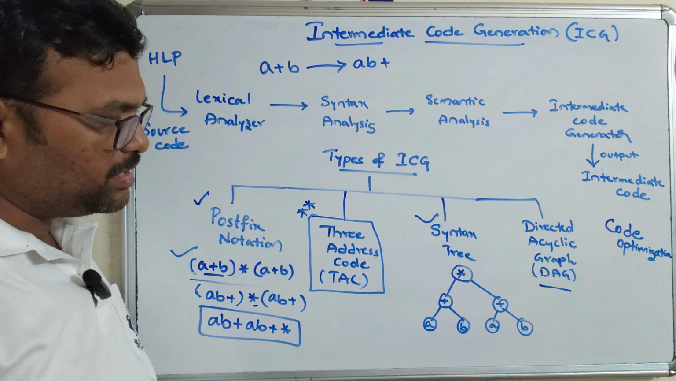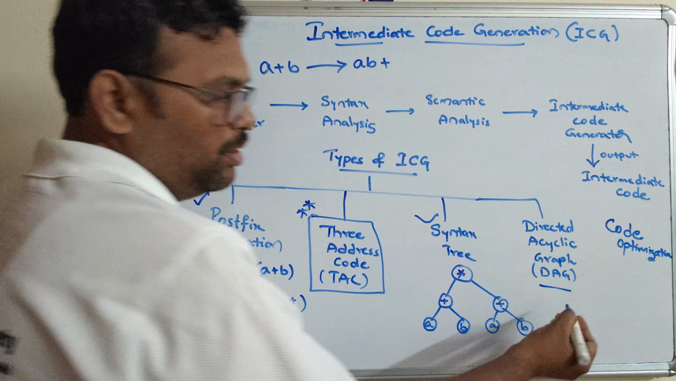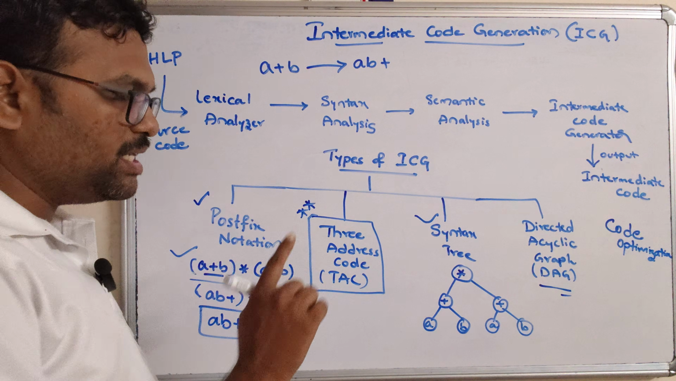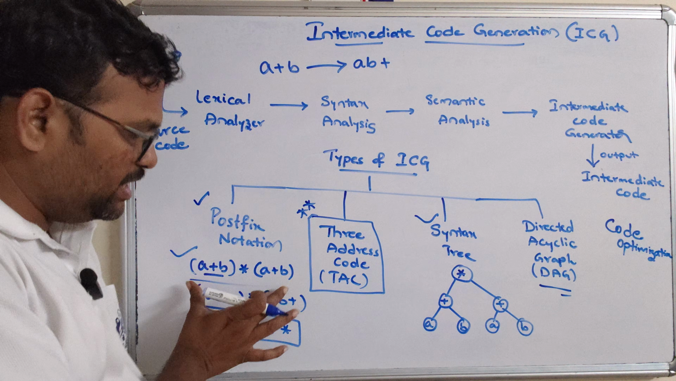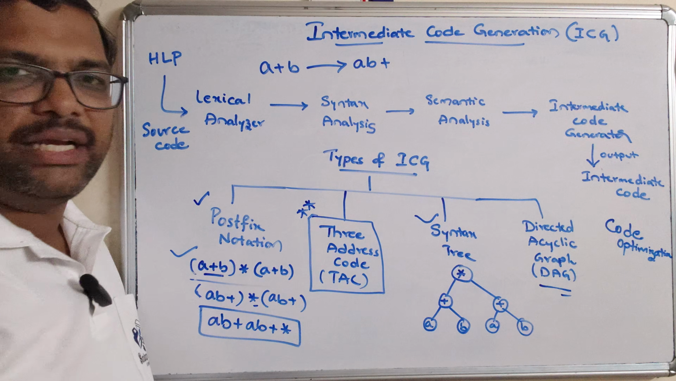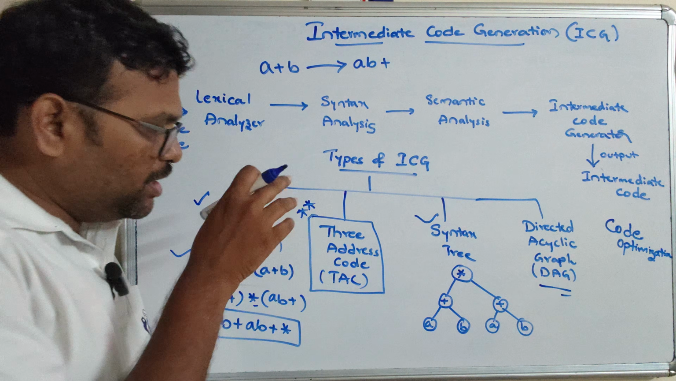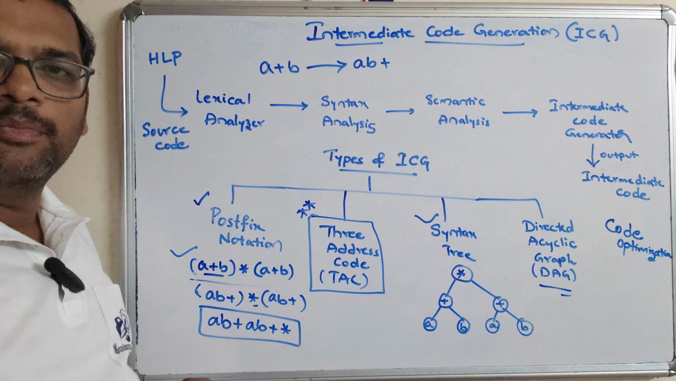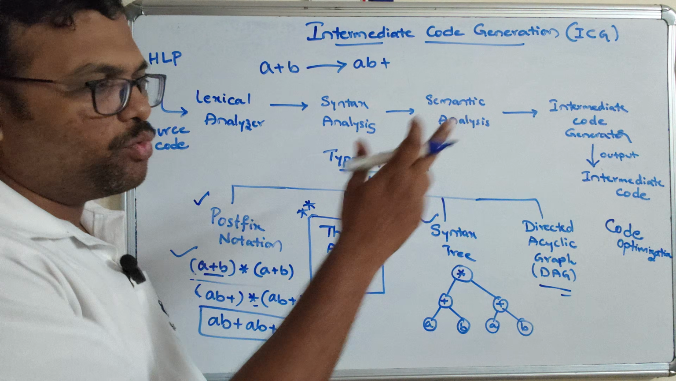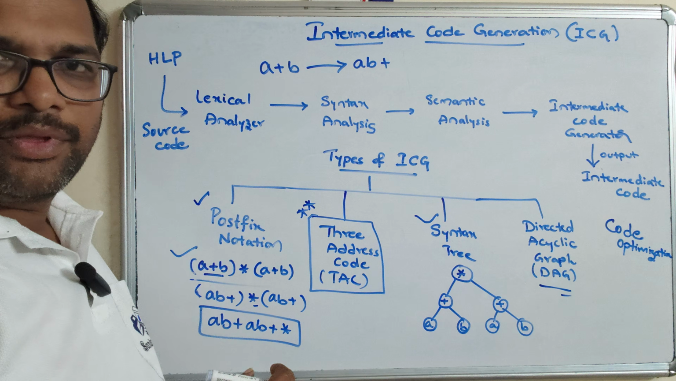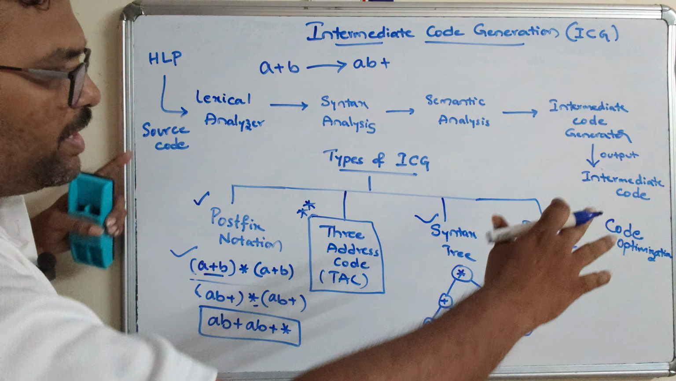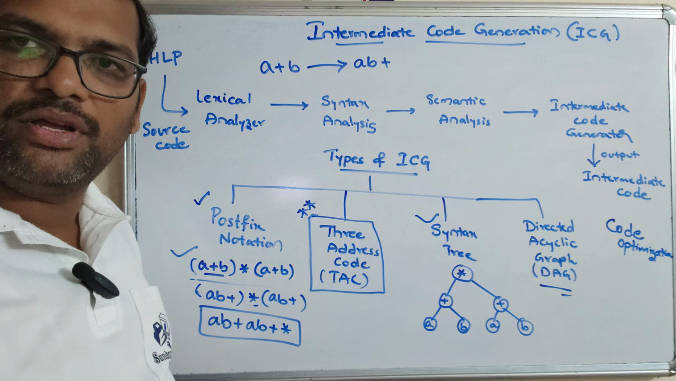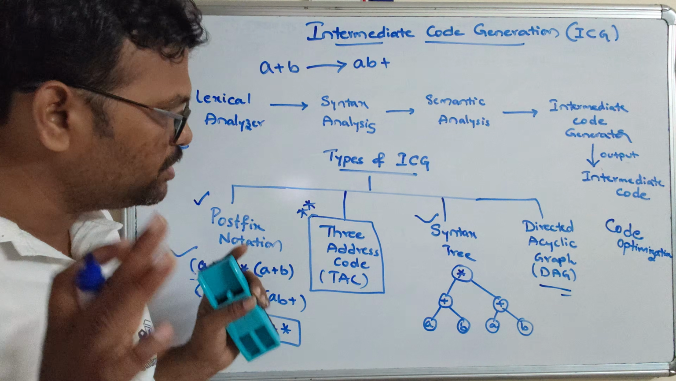In our further sessions we'll focus first on directed acyclic graph, and then we'll see what a three address code is and how we can convert any expression into three address code. This three address code is the most suitable to give as input for the next phase, which is code optimization, right? So these are the different types of intermediate code generators. Hope you understood this one, and I'll stop here.